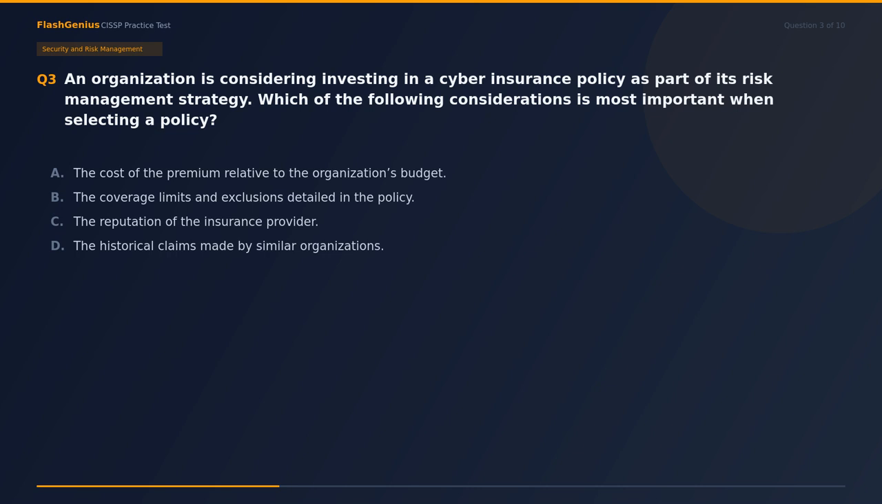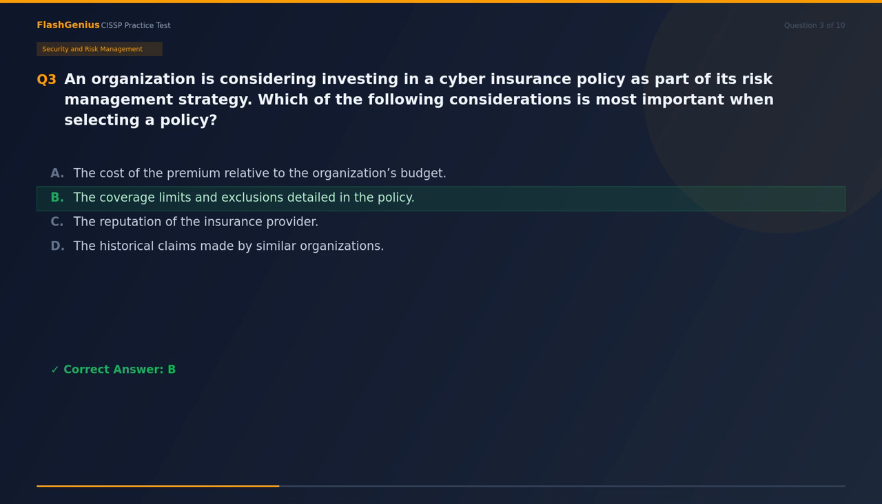Option A, the cost of the premium relative to the organization's budget. Option B, the coverage limits and exclusions detailed in the policy. Option C, the reputation of the insurance provider. Option D, the historical claims made by similar organizations. Take a moment to think about your answer. The correct answer is B, the coverage limits and exclusions detailed in the policy.